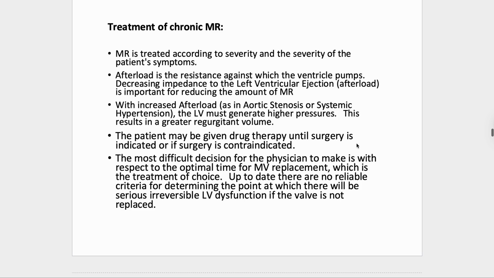So eventually, right, as this gets more and more severe due to higher and higher pressures, for instance, then treatment needs to come in, right? Patient may be given drug therapy. For instance, another example of afterload can be hypertension, right? High blood pressure. It has the same effect as the aorta being stenosed or the valve being too tight, right?